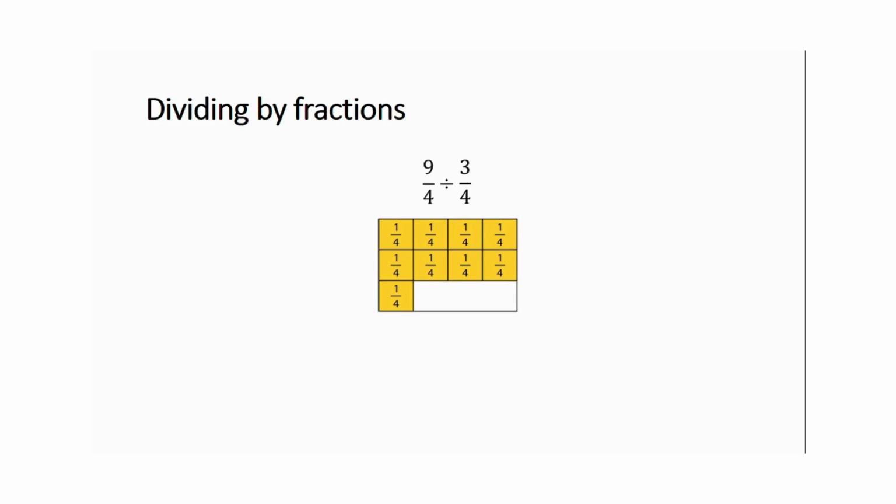So we're looking for groups of 3/4. And it looks like here is one group of 3/4. Here's another group of 3/4. And looks like there's a third group of 3/4. So our answer should be 3.